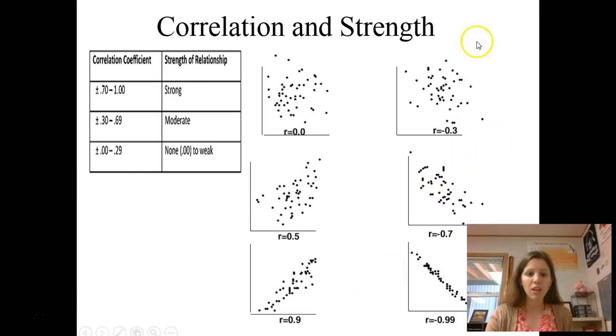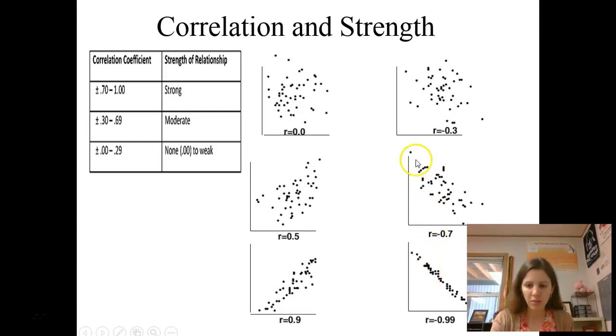In our case, we classify anything from 0.7 to 1, positive or negative, as a strong correlation. You can see these are very strong correlations here on the bottom. This is a 0.9, and this is a -0.99. This is almost a perfect negative correlation. Even though it's negative, it's still a very strong correlation because as one goes up, the other goes down.